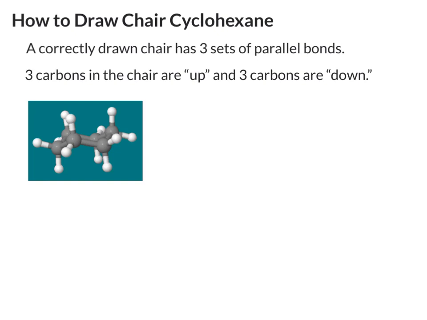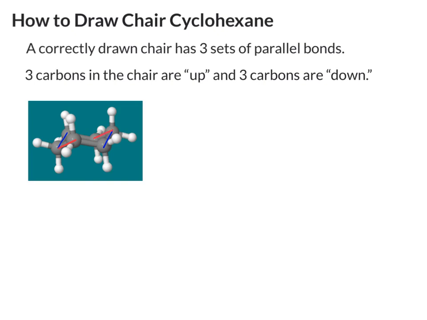So what we're going to do here is learn how to draw the chair cyclohexane. And as we do this, what I want you to remember as you draw an accurate chair is that every chair has 3 sets of parallel bonds. And if we take our model so we can actually see where those bonds are at, this bond and this bond, those are parallel. This bond and this bond, those are parallel.